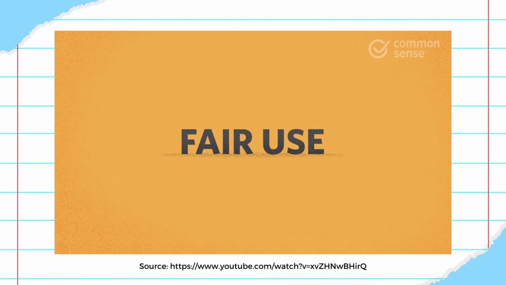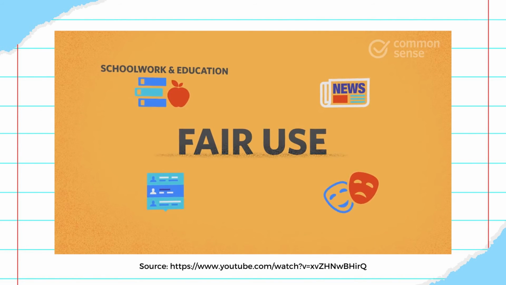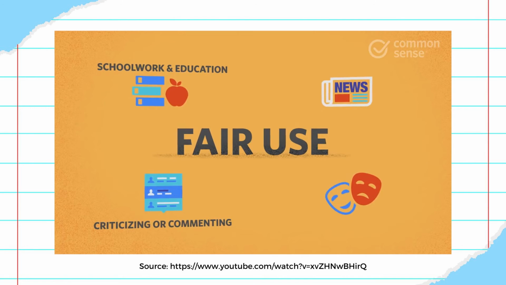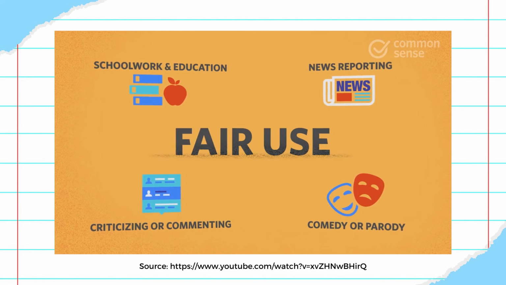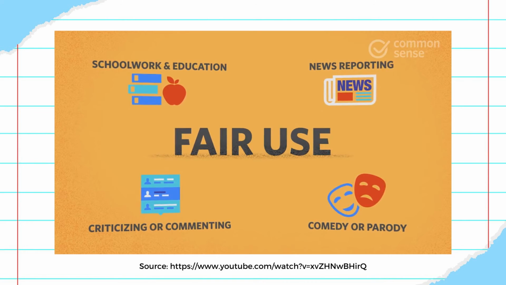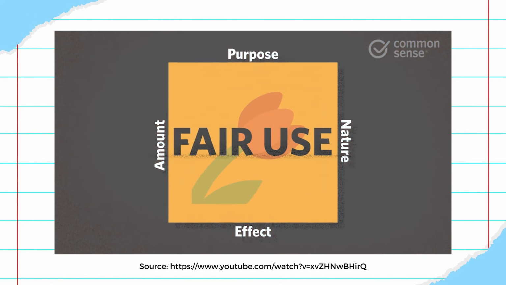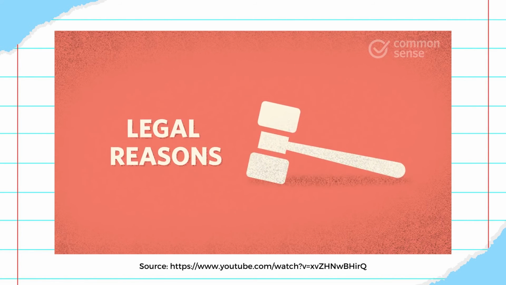Claiming fair use is determined on a case-by-case basis, but it's more likely acceptable if it's 1. for schoolwork and education, 2. for criticizing or commenting on something, 3. for news reporting, or 4. for comedy or as a parody of something. We can think of fair use kind of like a square, and ask ourselves, is it fair and square? So that's the legal stuff.